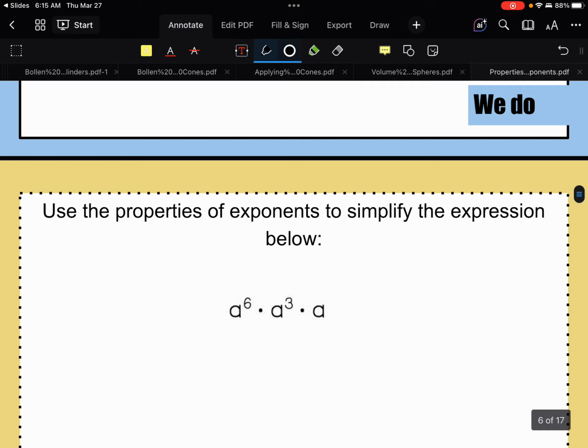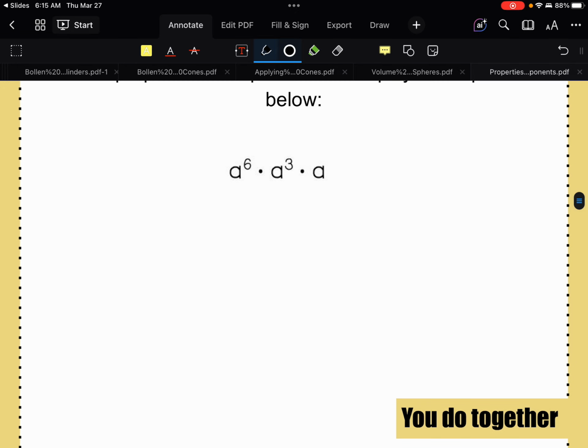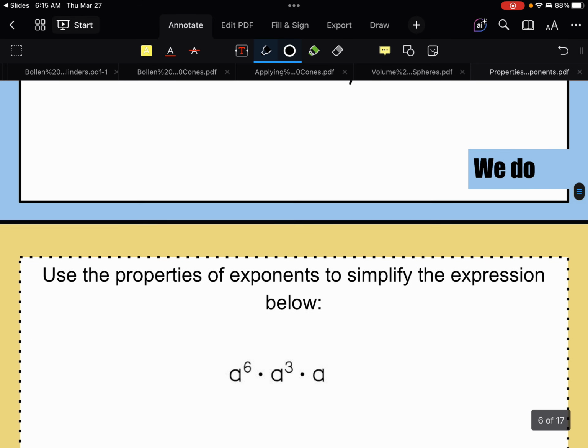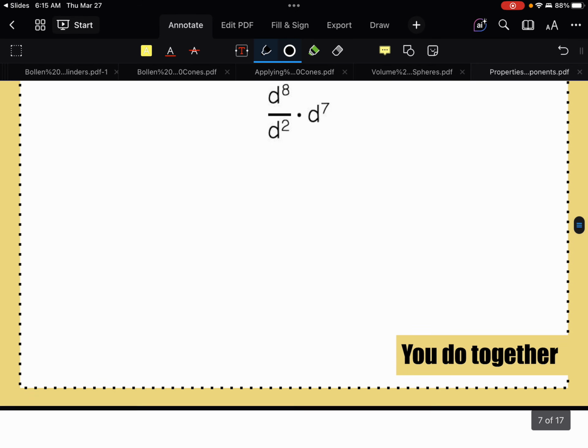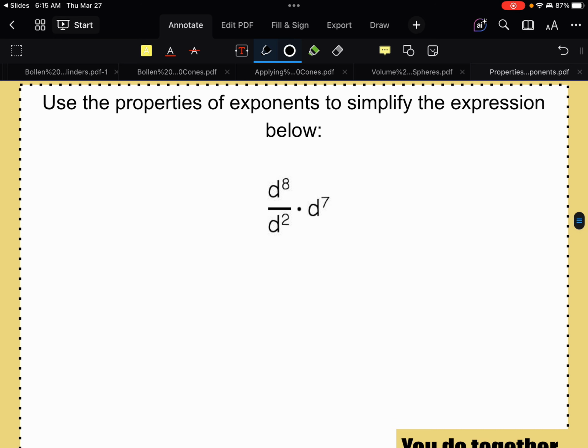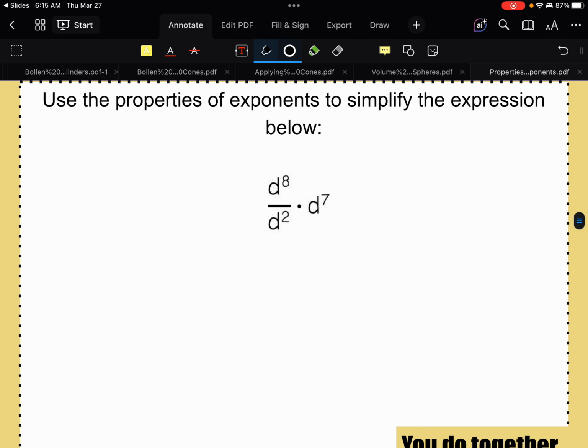Alright, go ahead and pause your video and try and solve this one for me. Alright, pause your video and try and solve this one. Go ahead and subtract first, and then whatever you get, you're going to add with the multiplication. You're following PEMDAS rules even with these.